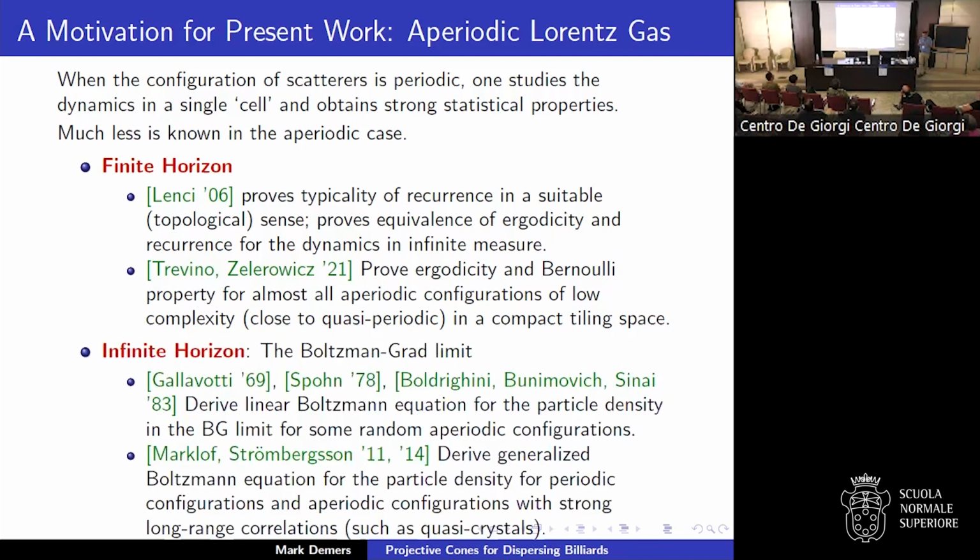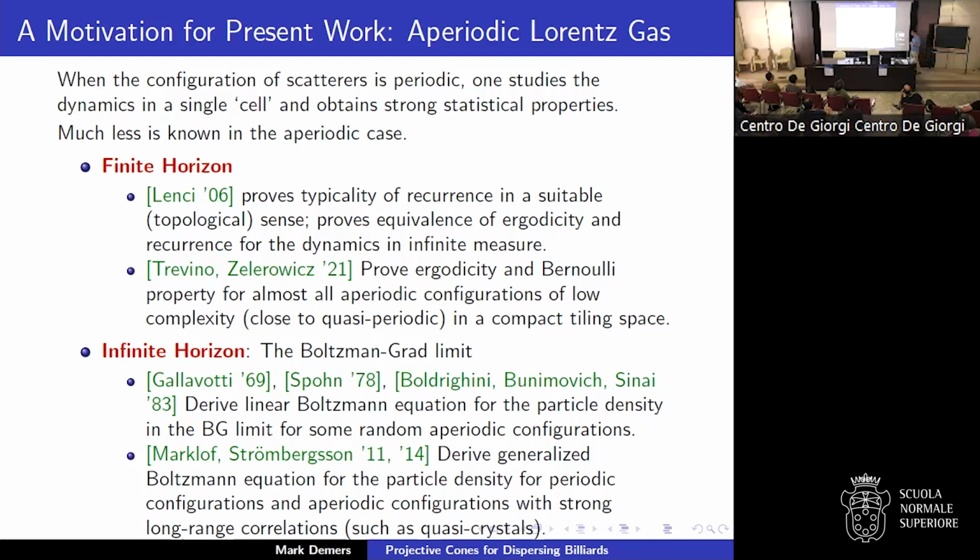In the infinite horizon case, one thing you can do is take the limit as the size of the scatterers goes to 0, called a Boltzmann-Grad limit. Going back to some classic work of Gallavotti and Spohn, and then Boldrighini, Bunimovich, and Sinai, followed up under slightly different assumptions, they derive in the zero scatterer limit some kind of differential equation.